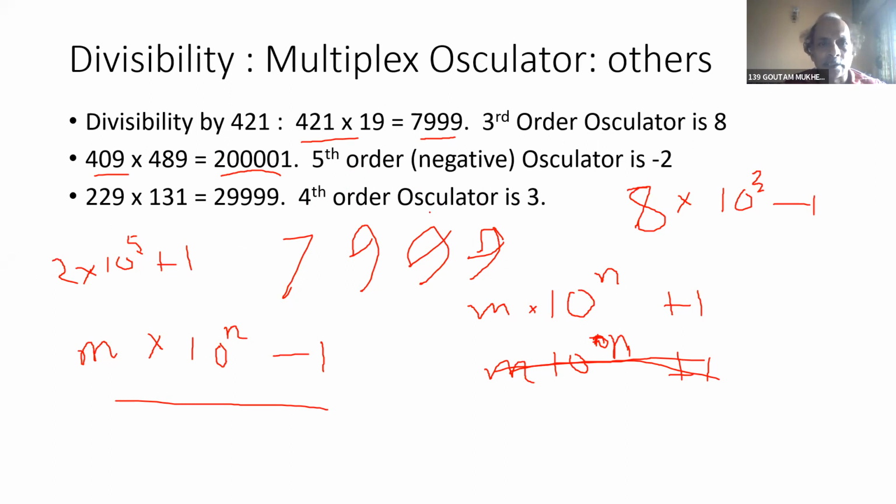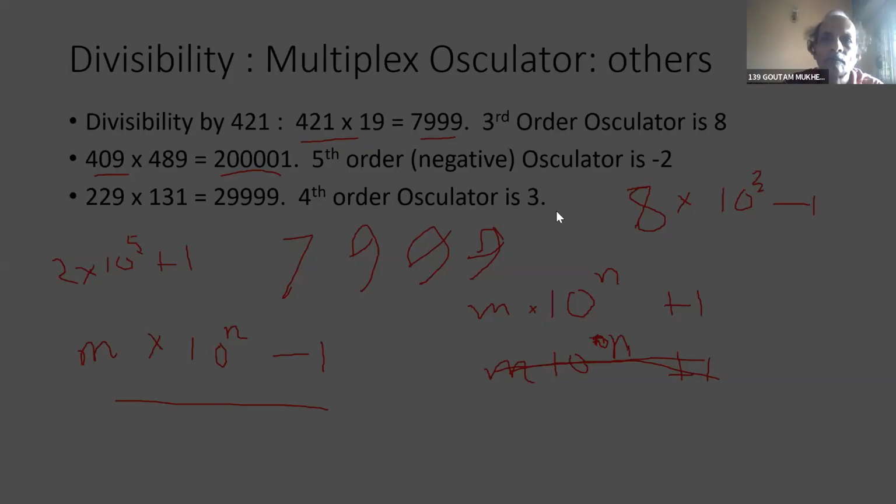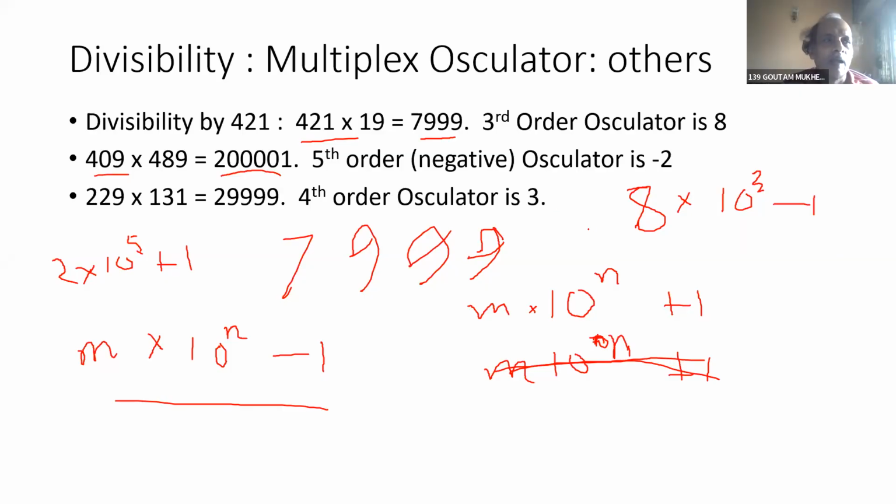So here also the same logic applies. 229 and oscillator is 3. In fact, the bigger the order, the faster it will collapse. Order big means it will be collapsed in groups of that much. Right. Okay.